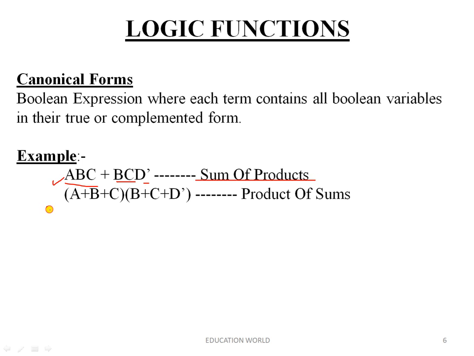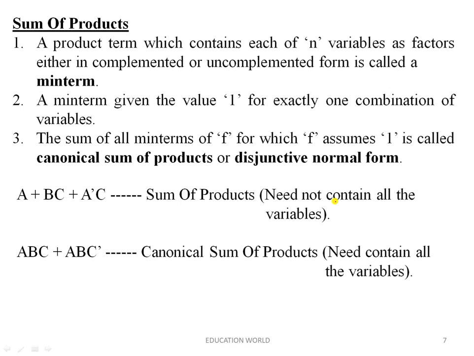If we see the second example, (a plus b plus c)(b plus c plus d complement). It is also a Boolean expression with 4 variables in which A, B, C are in true form and D is in complemented form. It is also called the product of sum. In this video we will only see sum of product. So we will move to the next slide.